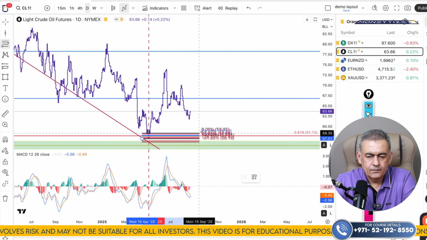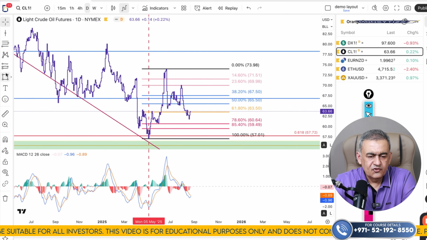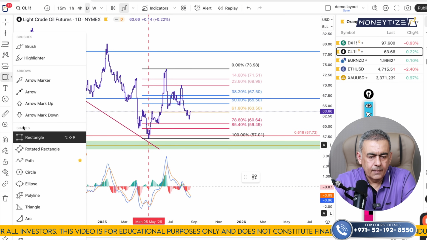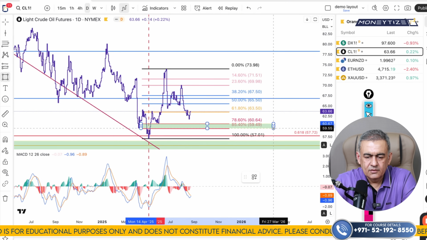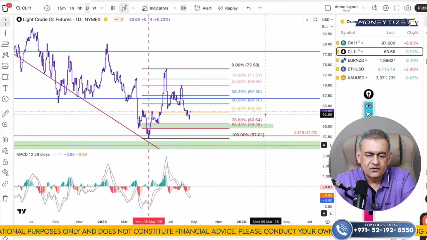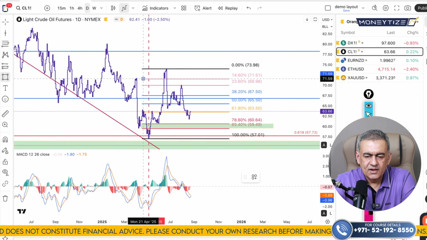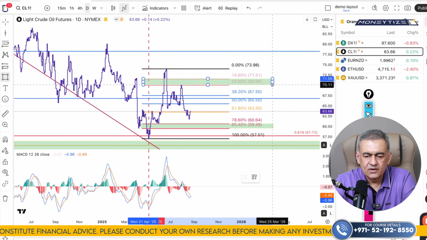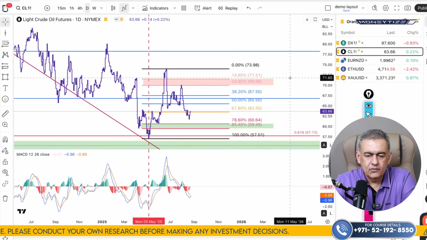Start from the lowest and connect to the highest. Now the strongest zone on the retracement is between 78 to 85. So this area should hold as strong support, and the strong resistance is in between 14.6 to 23.6. Let's highlight the resistance area with red.